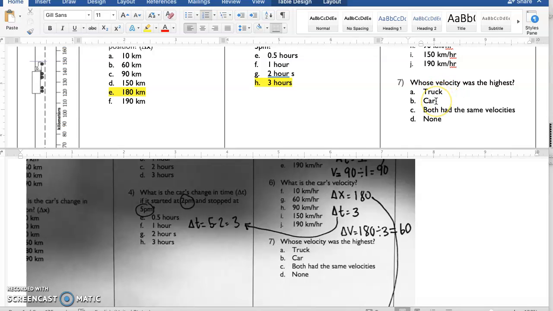Camión, carro, both had the same velocities.